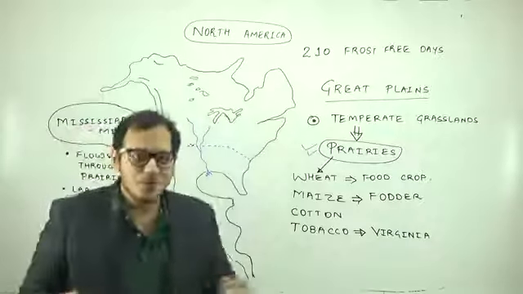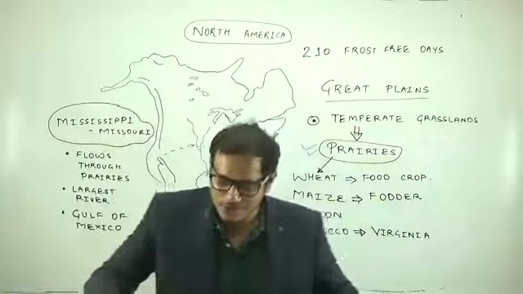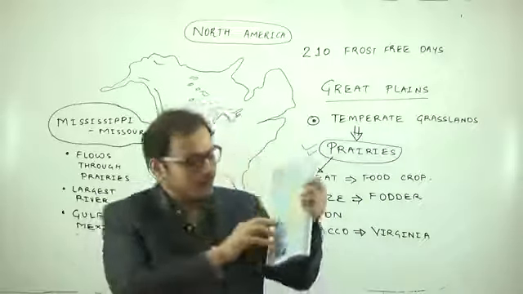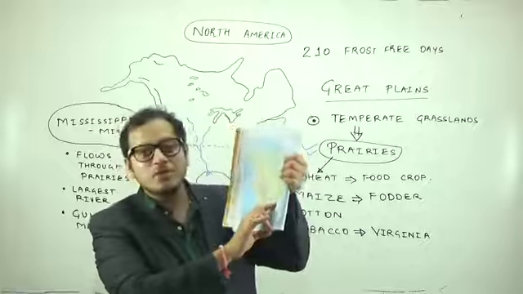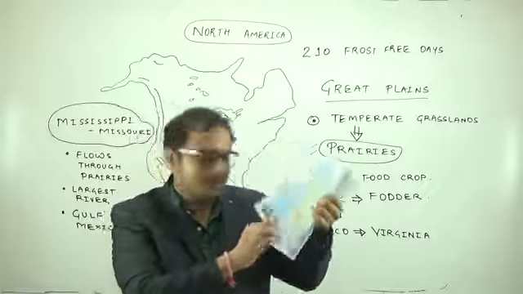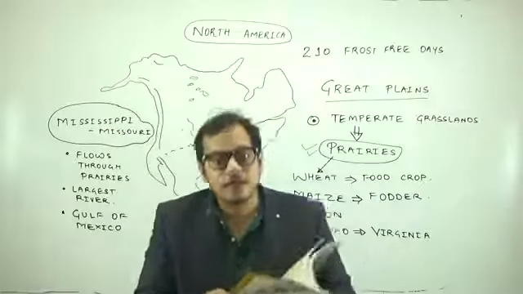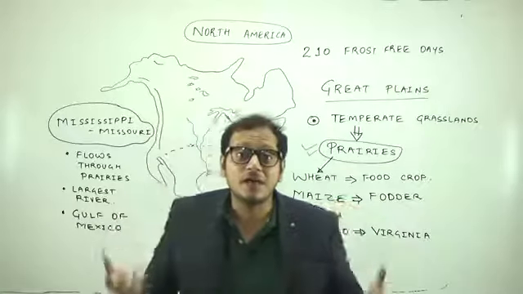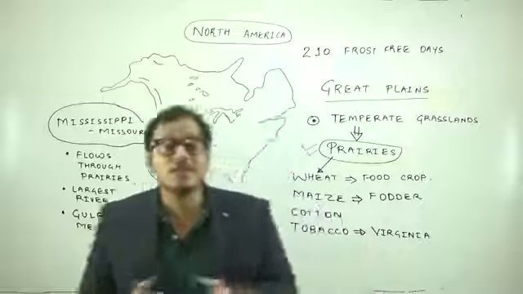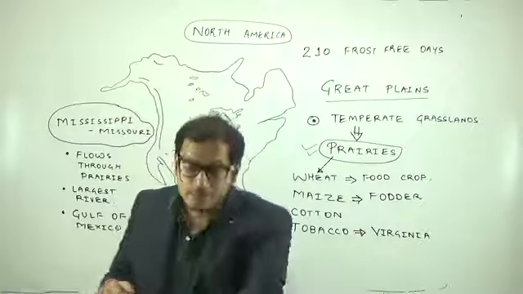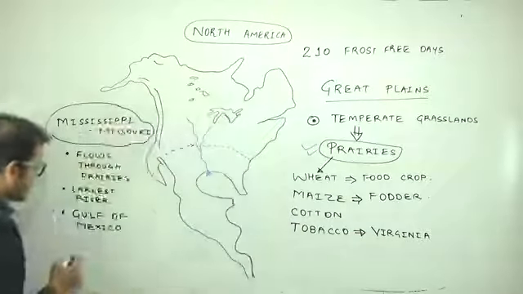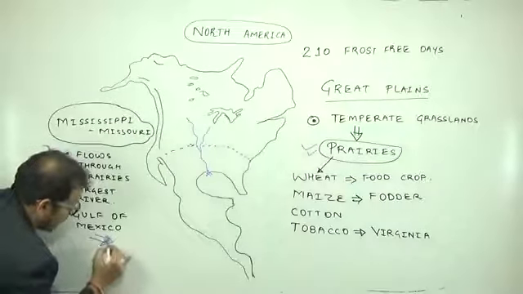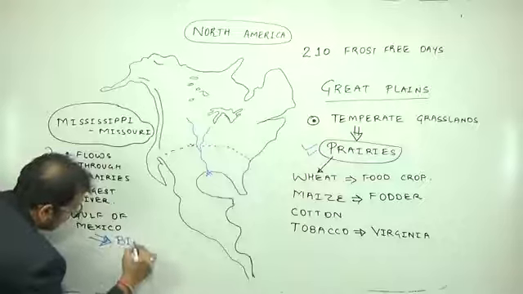And what is more important regarding the Mississippi and Missouri River is, take your atlas and see what kind of a delta the Mississippi Missouri River forms. Compare this delta with the delta of river Nile. Compare this delta with the delta of river Ganga Brahmaputra. We have already studied in geomorphology that the Mississippi Missouri River drains into the Gulf of Mexico and forms a bird foot delta.